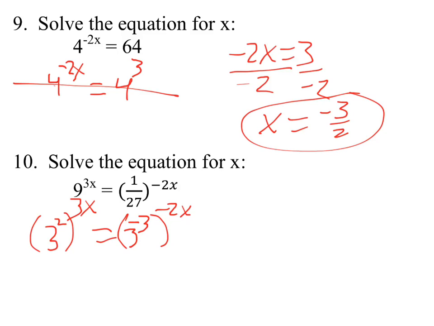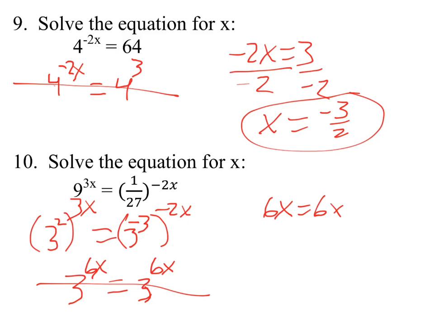And now we need to combine these exponents together. We'll get 3, and if you have an exponent to an exponent, you need to times those exponents together, so it's going to be 6x. And on the right side, negative 3 times negative 2x, you'll get 3 to the positive 6x. And now that my bases are the same, I can drop that. I'll get 6x equals 6x.